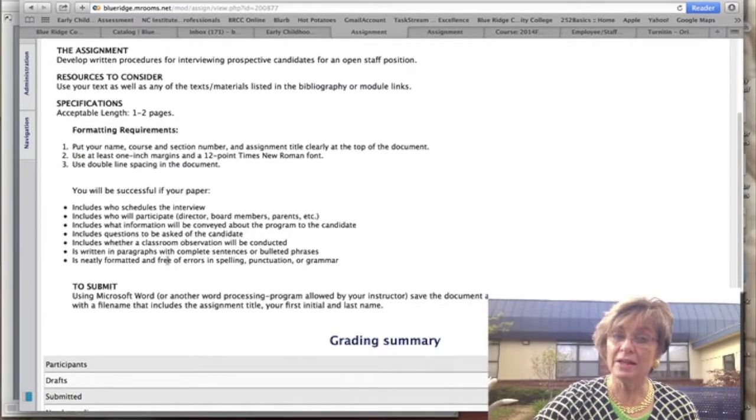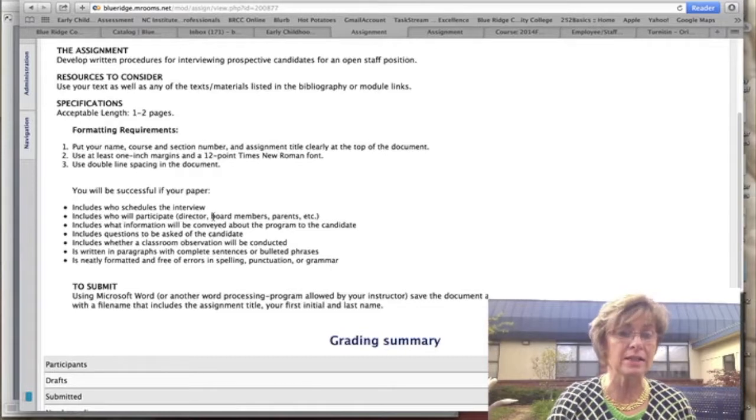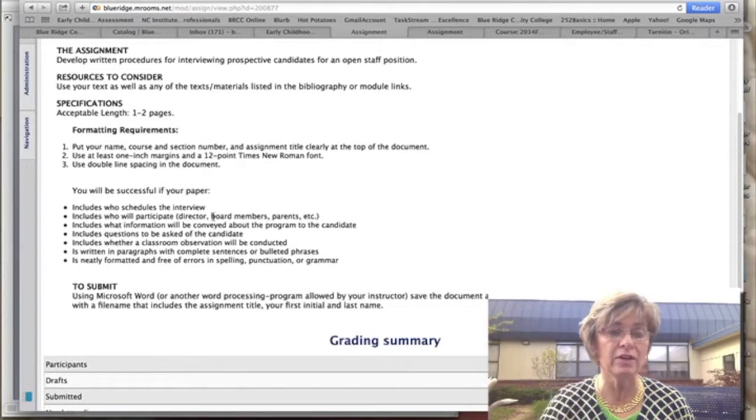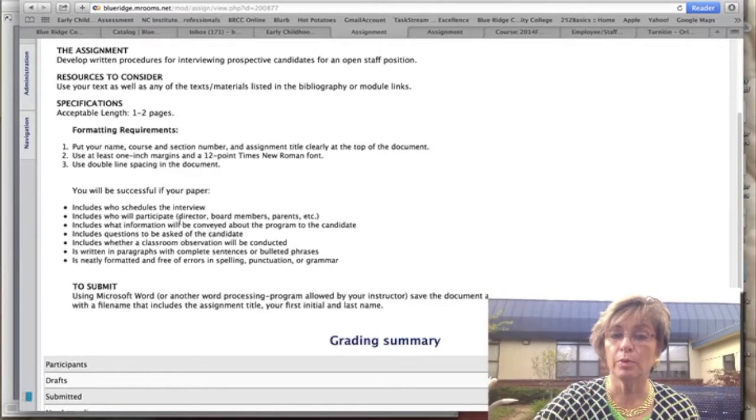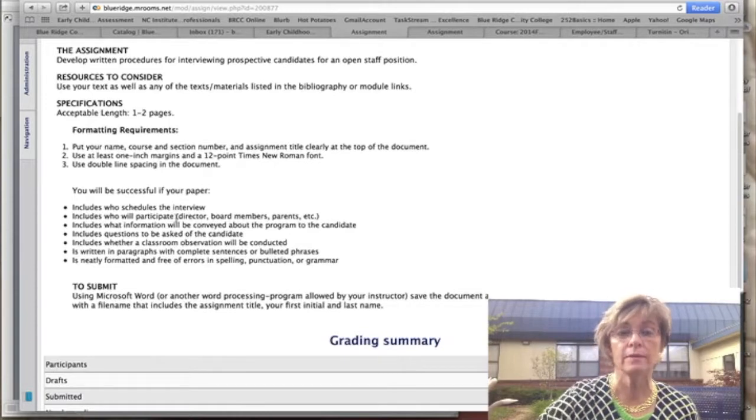In order to be successful, you need to make sure you include who schedules the interview. Is it the director? Is it the lead teacher? Who actually does the scheduling of the interview? Include who's going to participate in the interview. Is it just the director? Is it the director and certain board members, or parents, or maybe other teachers?